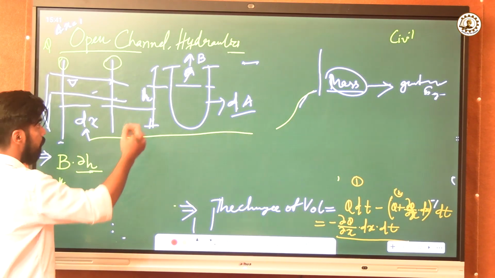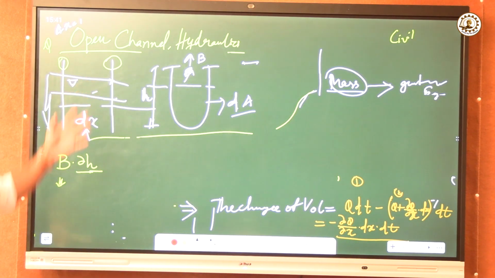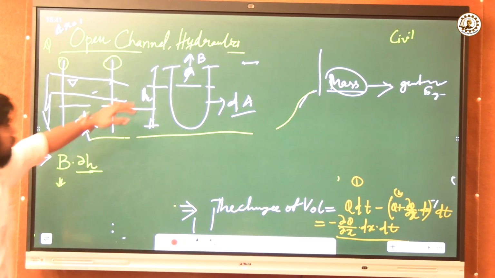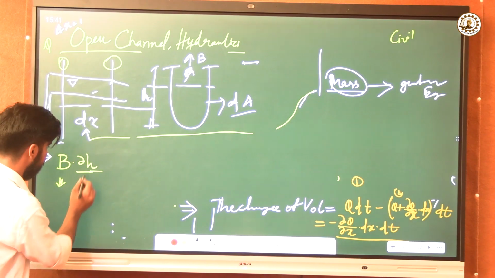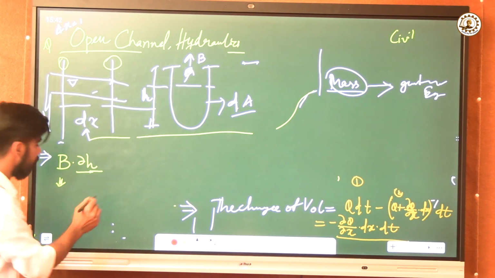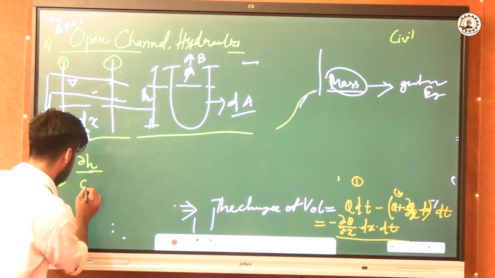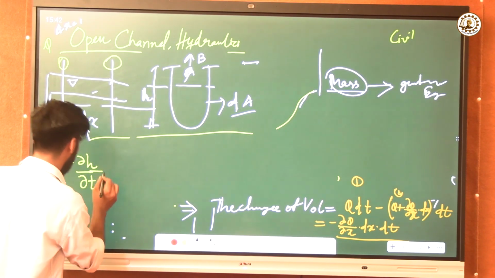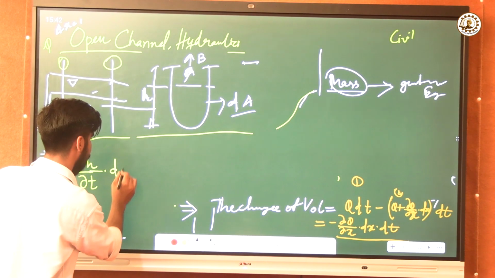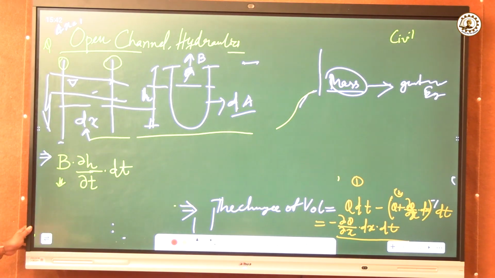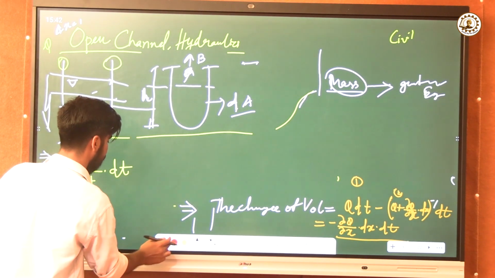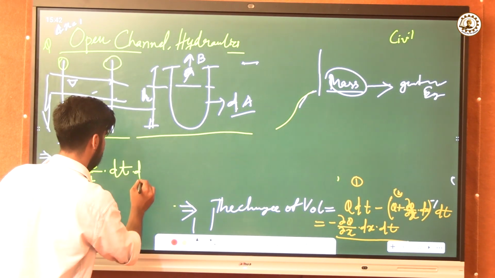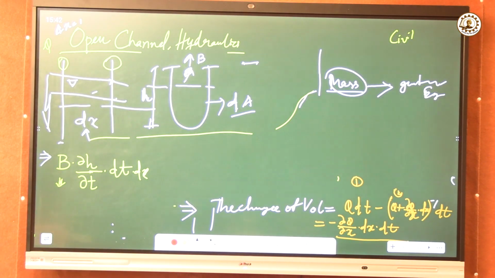Now B, the change: if the discharge is changing for a constant width, the height will be changing. It must change. So in order to define that, we will define the change as del H by del T into dt. For how much distance it is changing? It is nothing but dx. Okay? Is that clear?